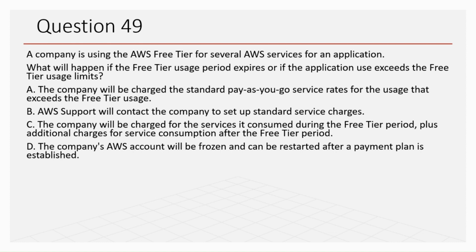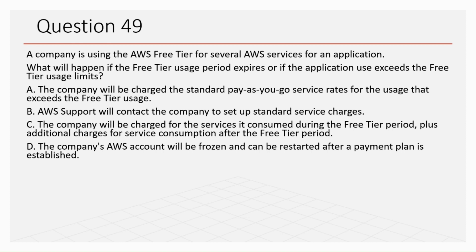A company is using the AWS Free Tier for several AWS services for an application. What will happen if the Free Tier usage period expires or if the application use exceeds the Free Tier usage limits? So the options are A, B, C, D. Option A says that the company will be charged the standard pay as you go service rates for the usage that exceeds the Free Tier usage.